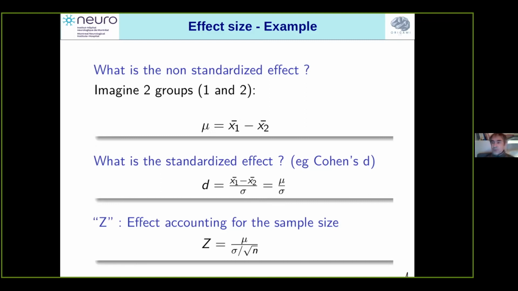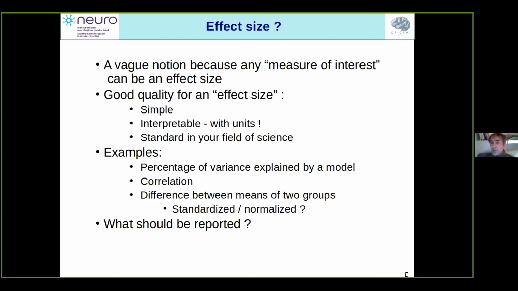But often those effect sizes are standardized, and for instance, the Cohen's d standardized effect size divides that raw effect size by the standard deviation of the data, not of the means of the data. And then the Z statistic will divide by something which is more like the standard deviation of the means of the data. So this is a bare bones effect size, a very simple one, but really anything can be an effect size as long as you are interested in it.